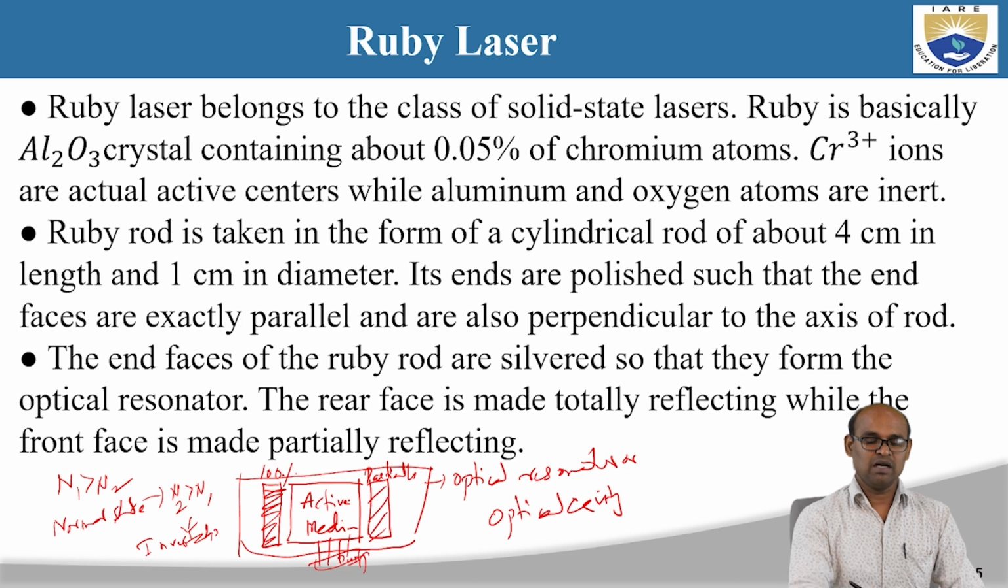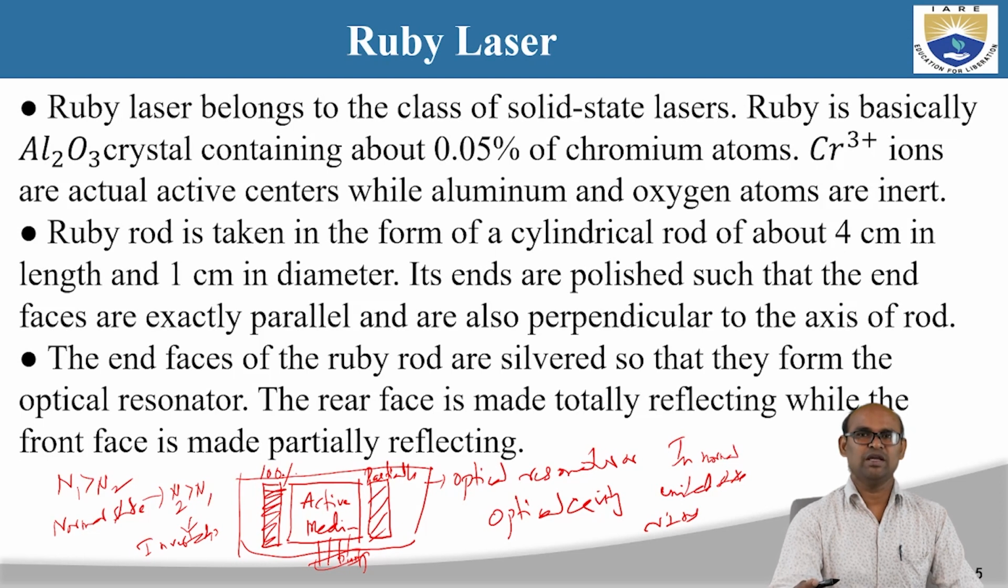So the active medium is nothing but host medium plus active centers. Why do we need active centers? Active centers are important because to achieve population inversion, we need a special state called the metastable state. Why do we need a metastable state? Because in the normal excited state, the lifetime is 1 nanosecond. Once the atoms are excited from the ground state to a normal excited state, they will stay for 1 nanosecond, and immediately they will decay to the ground state. So it is impossible to obtain population inversion between the ground state and a normal excited state.